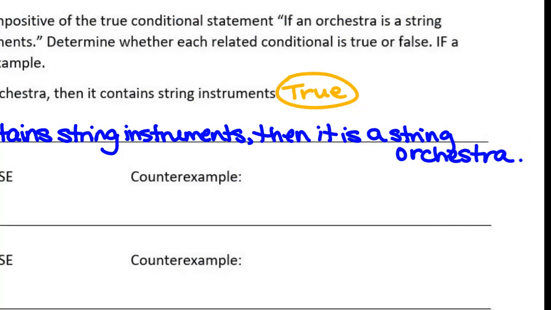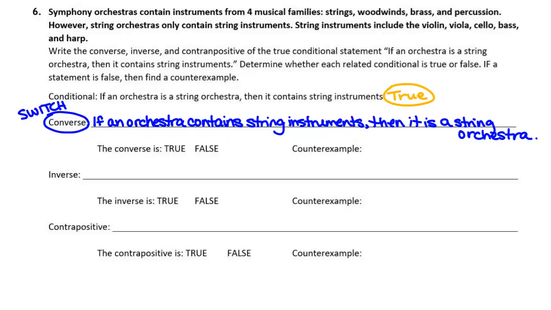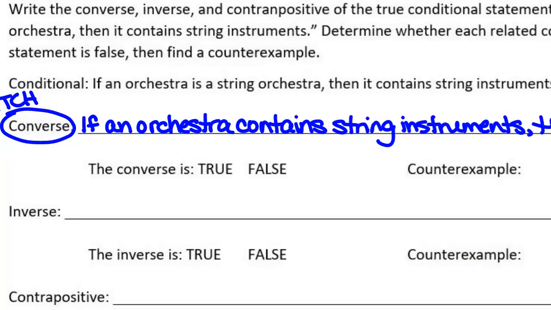If it contains string instruments, then it is a string orchestra. And with the way that sentence is written, if we decide that this is true, then there is no other kind of orchestra other than a string orchestra that contains string instruments. We're saying if it contains string instruments, then it has to be a string orchestra. Is that true or false? That is false. I think they gave an example of another kind of orchestra up at the top of this problem. What did they say? What other kind of orchestra did they talk about?